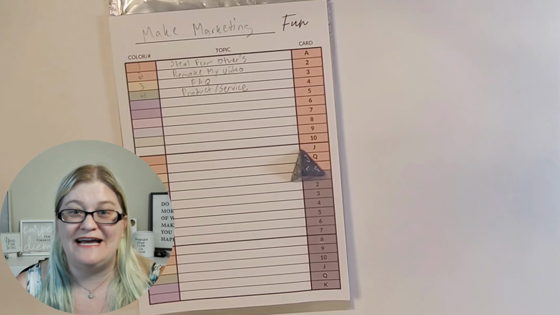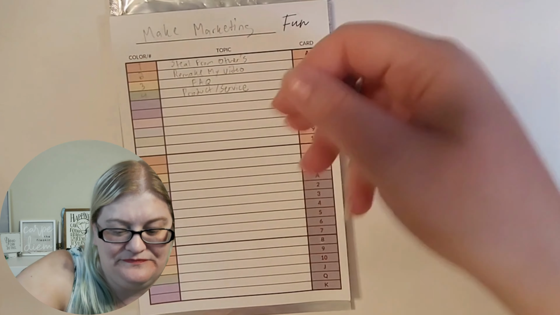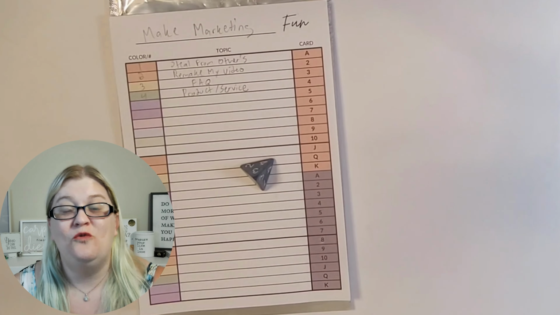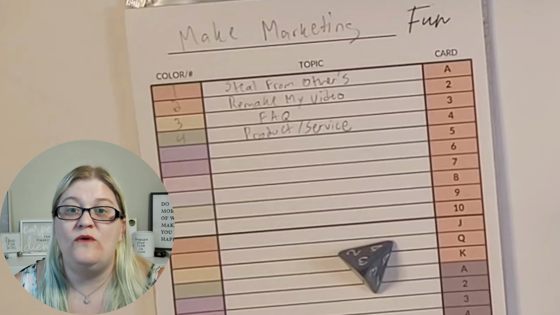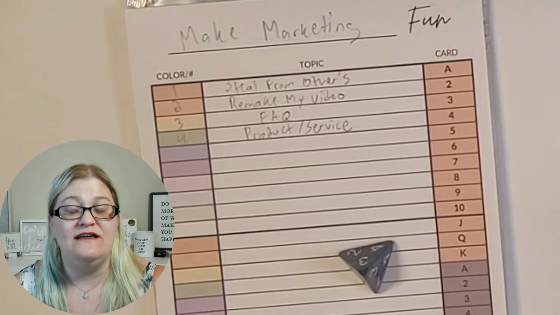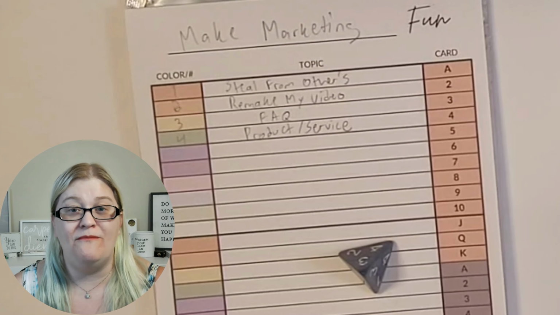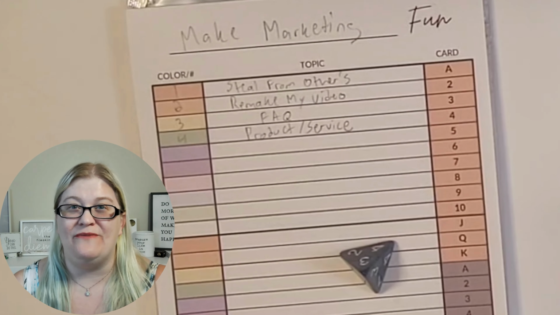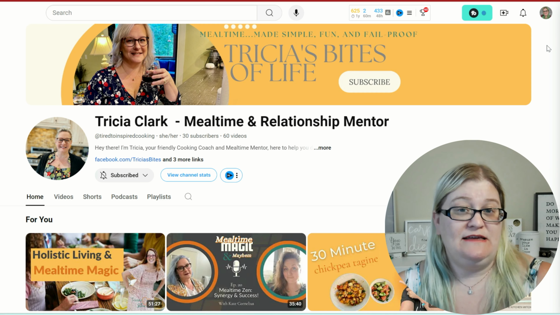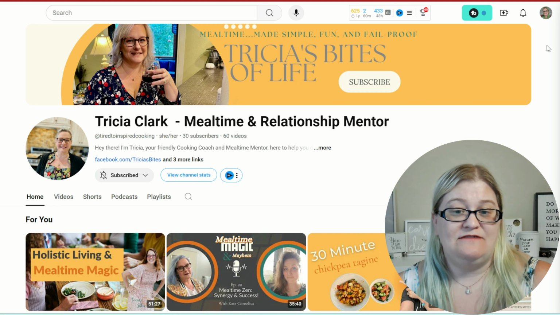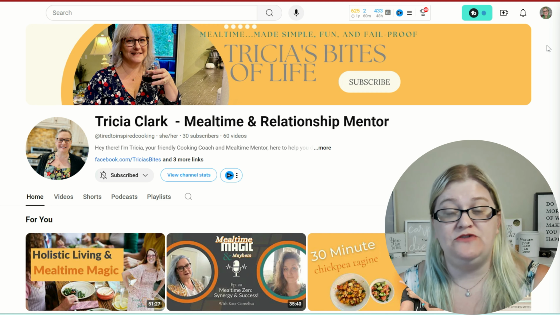Let's go ahead and roll the dice and see what we get. We got a 3. That means that we are going to go find a frequently asked question that a home cooking YouTube channel might answer and make a video about. Today's channel that we're going to be making a video for is Trisha's Bites of Life. It is by Trisha Clark. She's one of my YouTube cohort students.